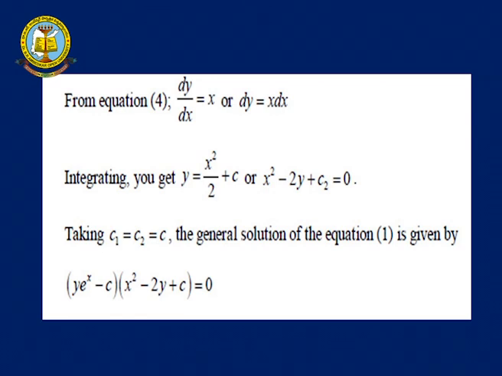But this is only first order, no, but we are getting two constants, that is c1 and here c2. So taking c1 c2 equal to c, the general solution of the equation can be given as the product of the first one, y minus e power of x minus c1, and the second one, x square minus 2y plus c equal to 0.